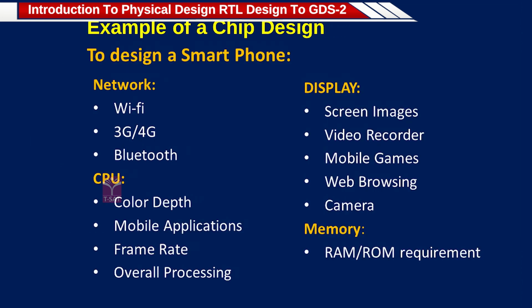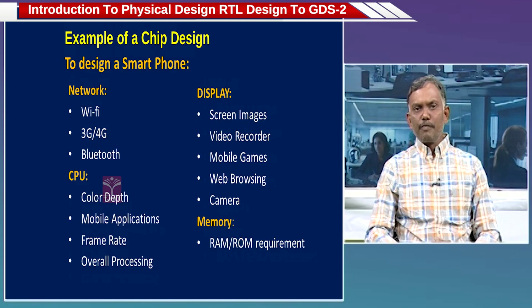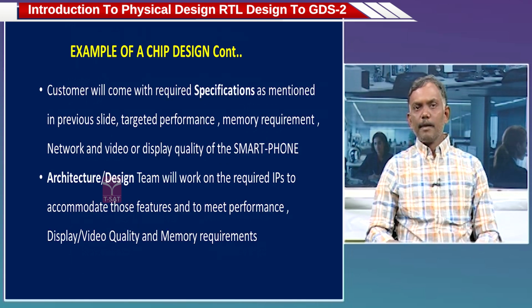I am taking a simple example for a chip design. I am taking a smartphone, that is our product. We intend to build a smartphone. A smartphone consists of network features like Wi-Fi, 4G, Bluetooth, and CPU, mobile applications, frame rate, displays, video recording, camera, like that. And also how much memory we need for this product. So these all come under specification.